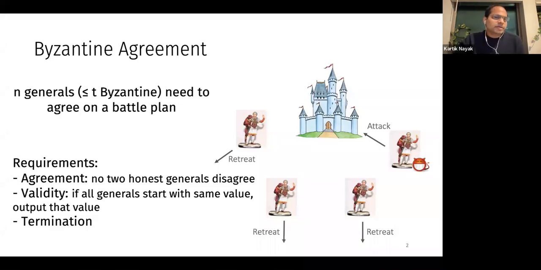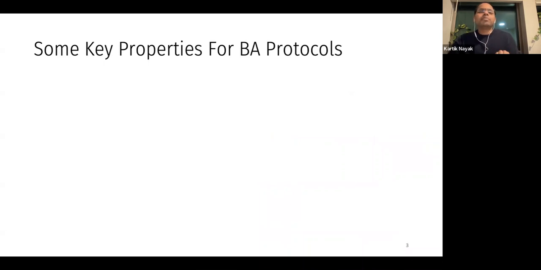So Byzantine agreement finds applications in modern day blockchains. And with modern day blockchains, you have a large number of parties trying to achieve consensus among them. So one of the key properties that you're looking for is to reduce the amount of communication or the number of messages that are sent by honest parties, or the communication complexity of the entire protocol.